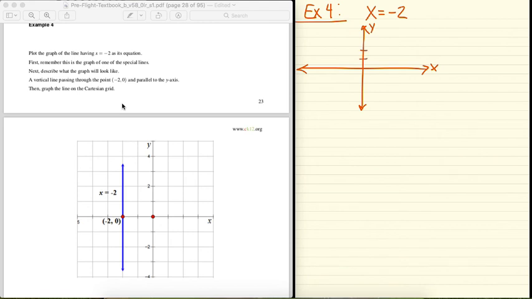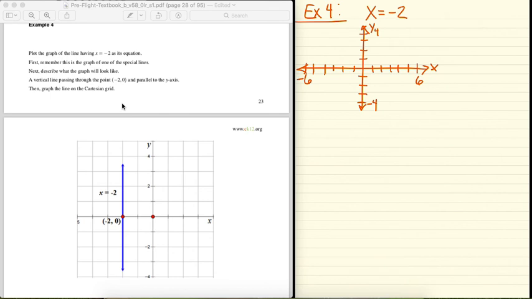So 1, 2, 3, 4. I made it up to +4 on the top side and -4 below for the y-axis. I made it to +6 on the right side of the x-axis and -6 on the left side. It does not make a difference how many tick marks you have for the x and the y-axis, as long as the x-axis at least goes to -2, because our equation is x equals -2.